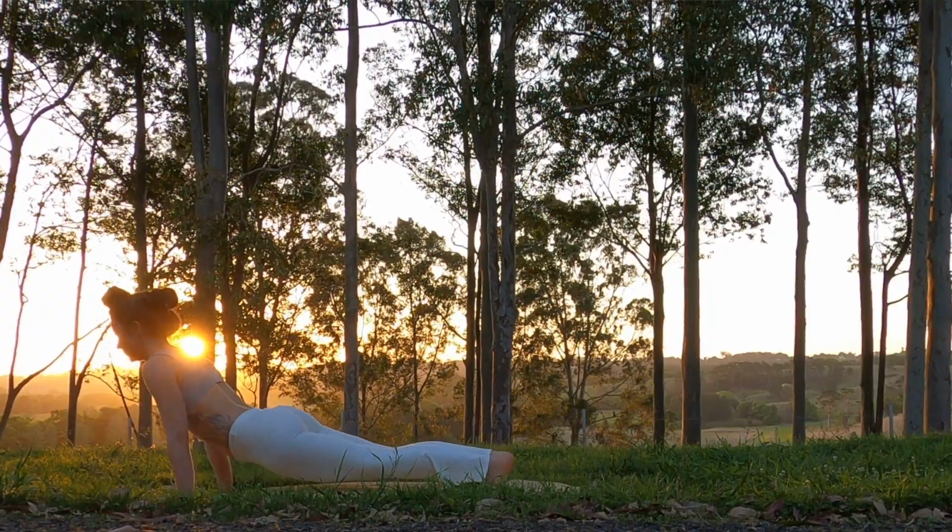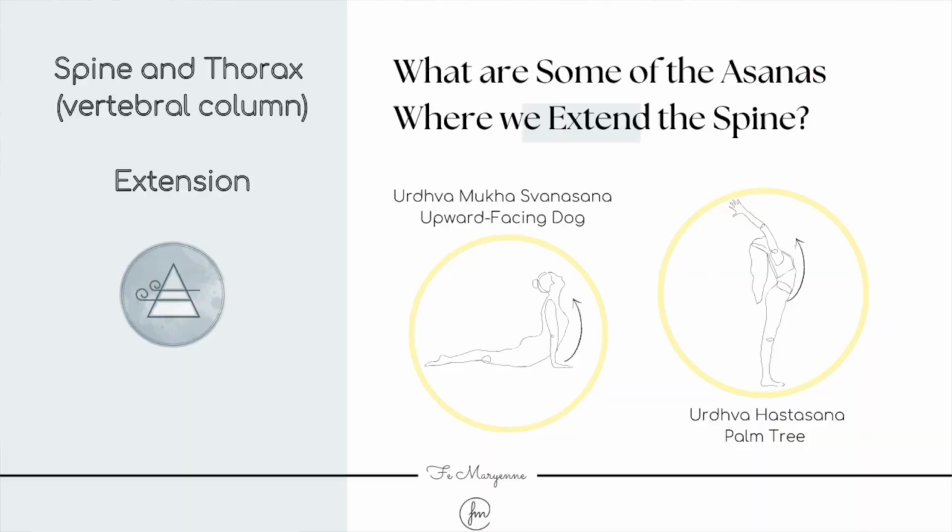What are some of the asana where we extend the spine? Urdhva Mukha Svanasana, upward facing dog pose, or Urdhva Hastasana, palm tree. Moving on to spine and thorax rotation. What does rotation of the spine mean?